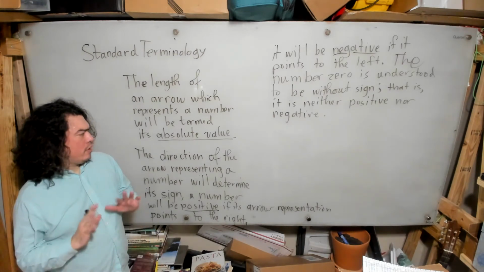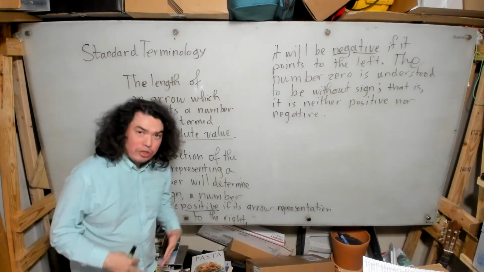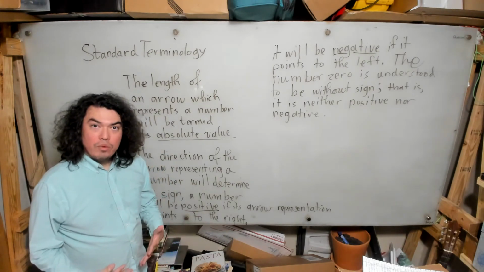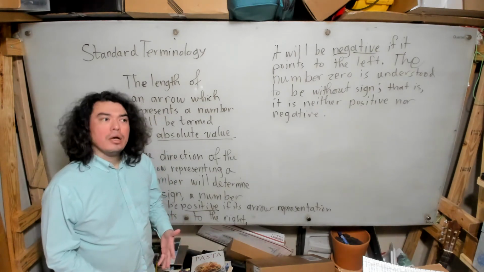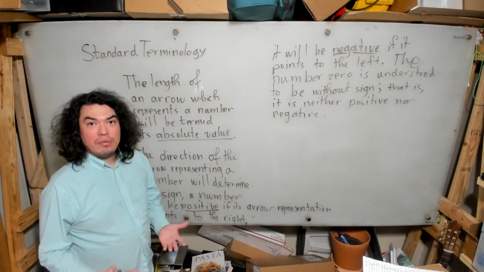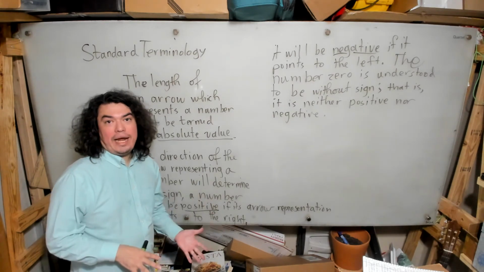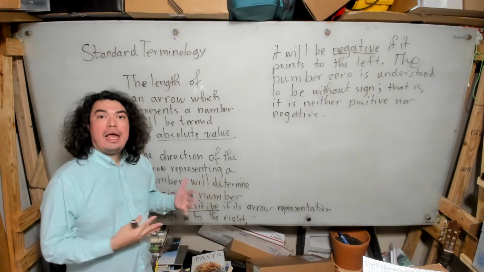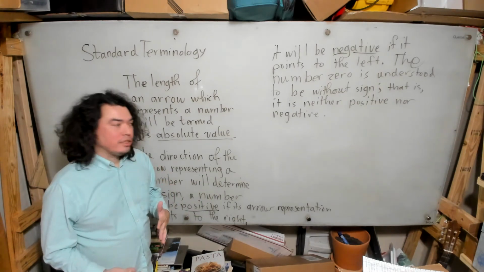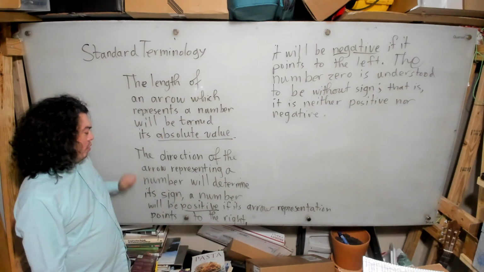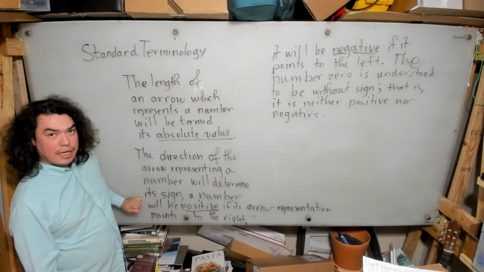Okay? Okay. So now, what about the direction of the arrows? Because we saw that we restated our observations about adding positive and negative numbers in terms of the lengths of the arrows, which we now know is the absolute value, and the direction of the arrow representing the sum. Well, the direction of the arrow representing a number will determine its sign.